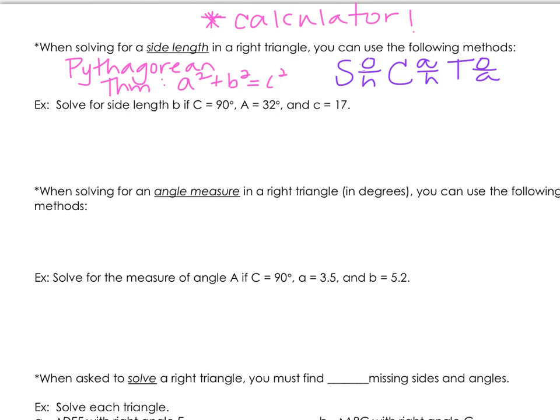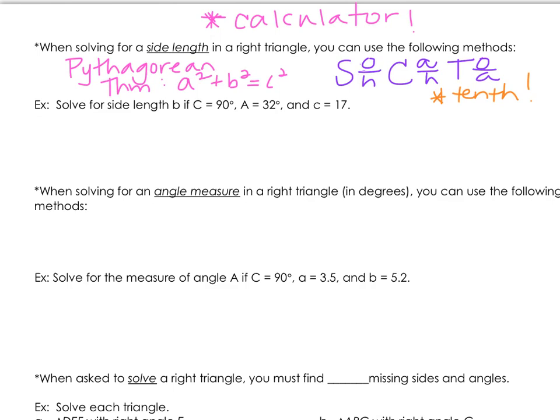But notice how I wrote out SOHCAHTOA. It's kind of a nice way to remember the fraction rule that applies to the trig definition. Sine is opposite over hypotenuse, cosine is adjacent over hypotenuse, and then tangent is opposite over adjacent. When we round side length, we're going to go to the nearest tenth. So let's look at the first example.